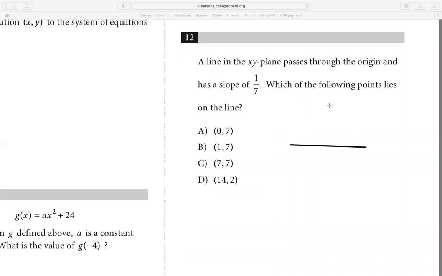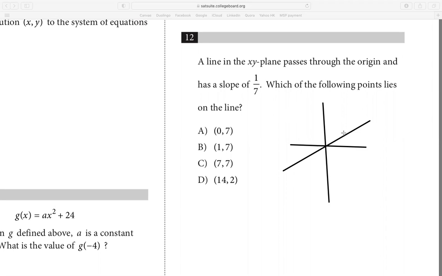This is my first step, and I want to understand what's going on with this line. I know that this line will pass through the origin, which means the coordinate (0, 0), the intersection point here, and has a slope of 1/7. With a slope of 1/7, the line is not so steep, not so slanted. So I make this line look like a slope of 1/7, and I'm going to figure out which points actually fall on this line.